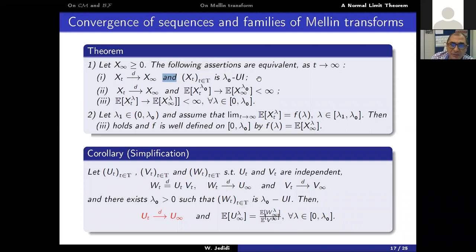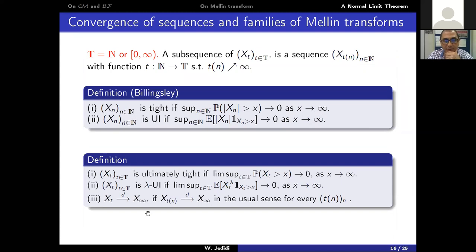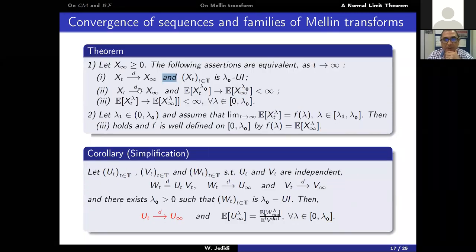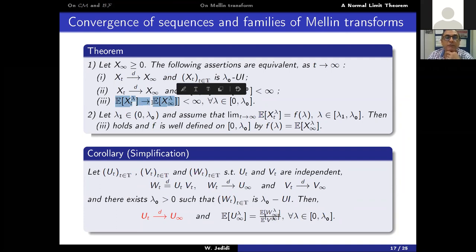So we focused on a problem of convergence. I reversed the approach: I started with the problem before the tools. If X_t converges in distribution to X infinity and satisfies this condition of lambda uniform integrability, then this is equivalent to saying that X_t converges in distribution to X infinity and you also get the convergence of the moments. These two are also equivalent to this third, more readable condition: you will also get the convergence of the Mellin transform.